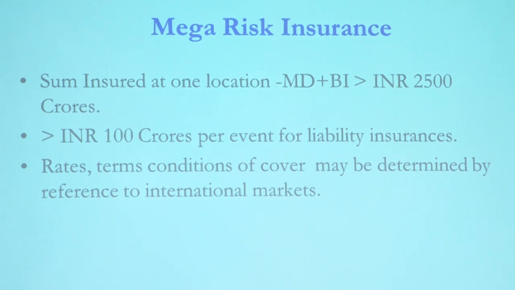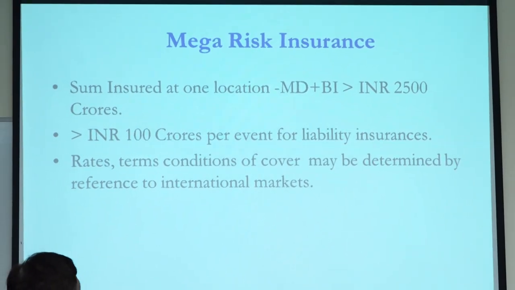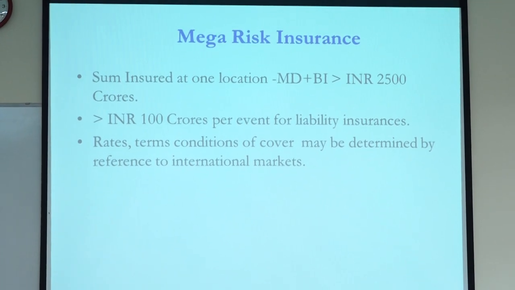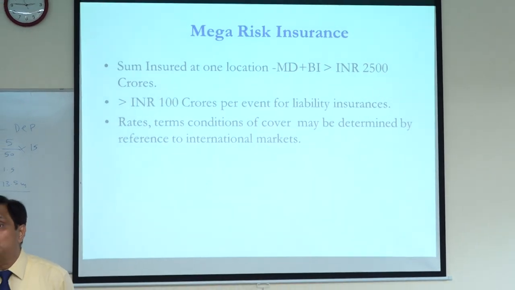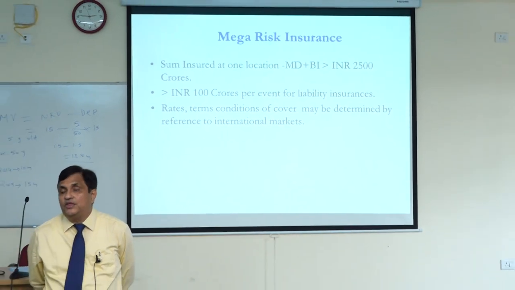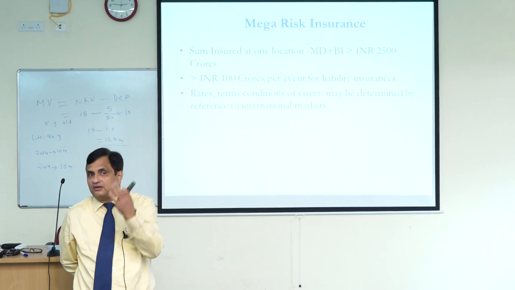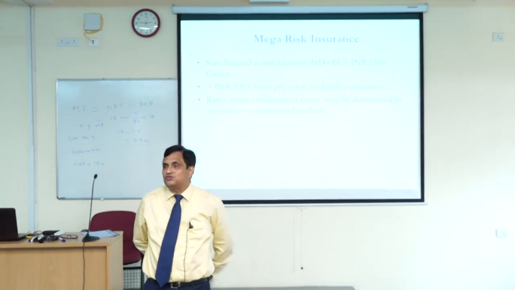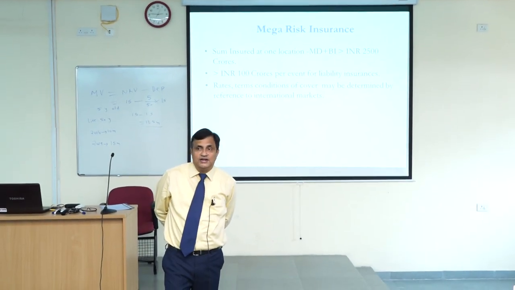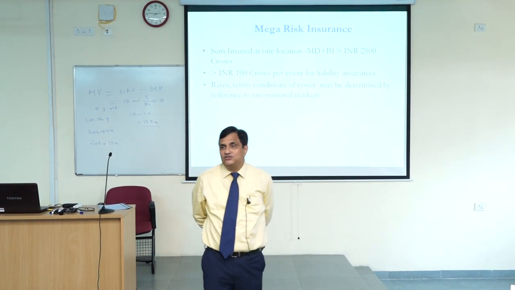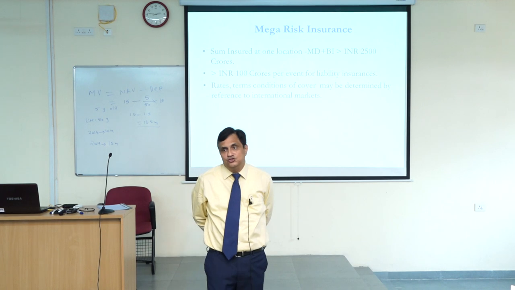If the sum insured of material damage and business interruption is more than 25 billion Indian rupees, or 25,000 million Indian rupees, then a mega policy can be given. In a mega policy, the wording and pricing will be reinsurance driven. You don't need to follow your standardized wording. You can use your own wording based on the negotiation between the client, the insurer and the reinsurer.